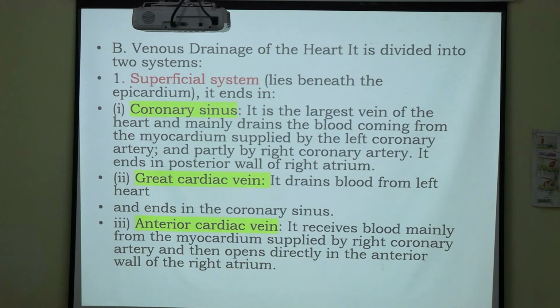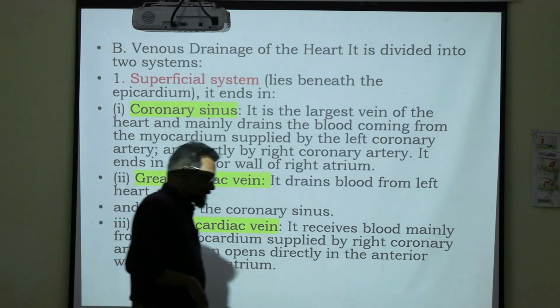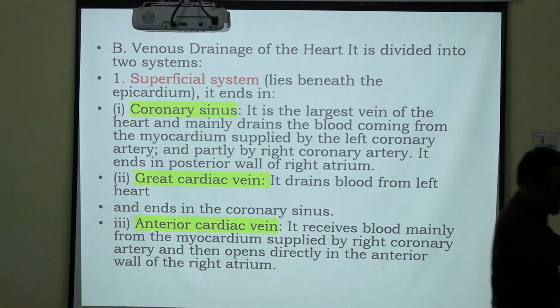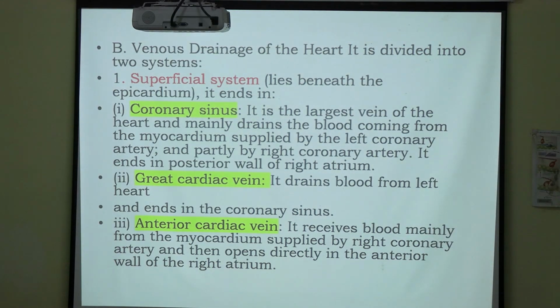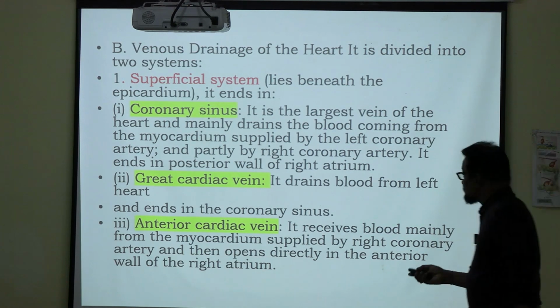And venous drainage, venous system. There are two main venous drainage systems: one is the superficial venous system and the other is the deep venous system. Superficial venous system, we will not go into detail. There is the coronary sinus, great cardiac vein and anterior cardiac vein. Through these veins, the blood is delivered mainly through the coronary sinus into the right atrium.